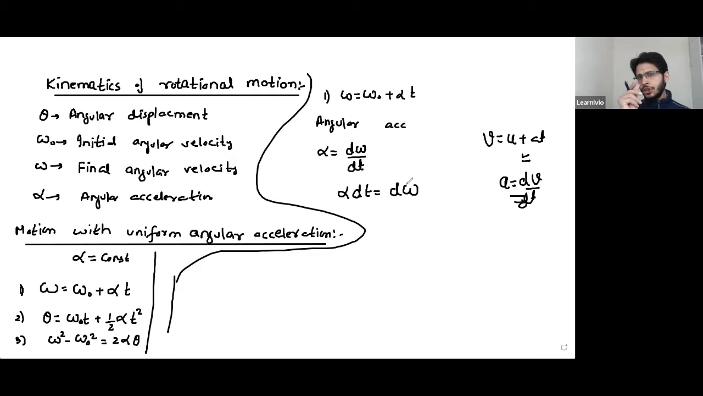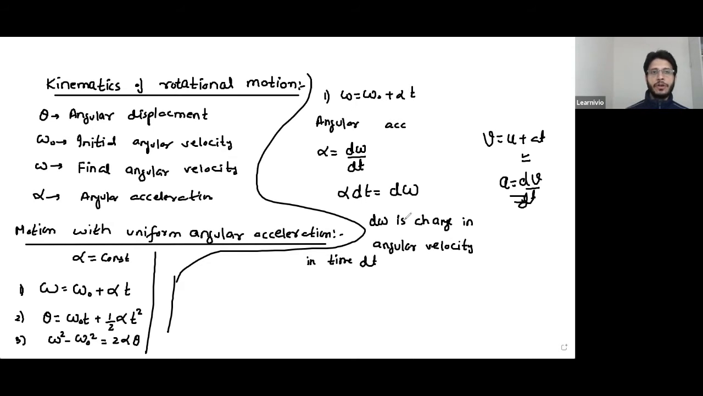So this d omega is a small change in angular velocity in time dt. So in a small interval of time dt, the change in angular velocity is d omega. This is it. But I need the change in angular velocity from 0 to t.